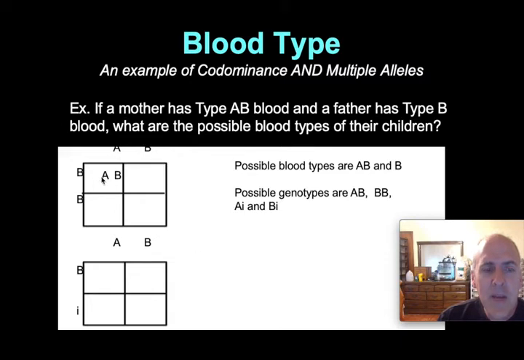So you can have type A, an AB child, a B child, another AB child, and a B child. If this is the father's type, you could have AB, a homozygous B, but now you see A and B are both dominant over i, so you can have a type A and a type B. You see that? Because A is dominant over the i, and so is B. So if he's homozygous, you have a 50-50 chance between AB and B. If he's heterozygous, you could have 50% B, 25% AB, and 25% A.